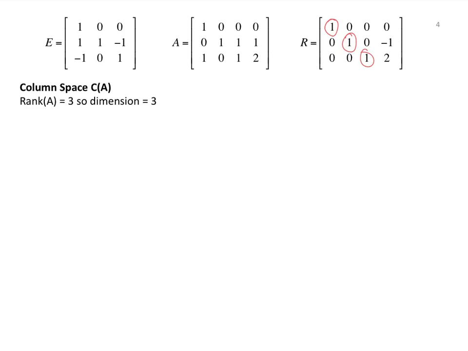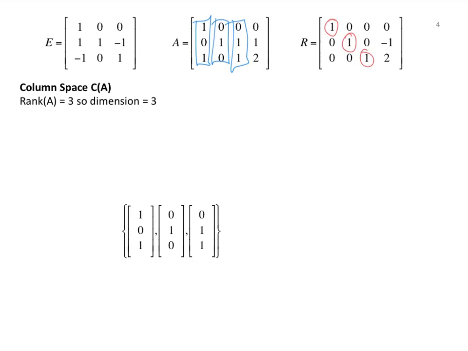Those 3 pivots are the first 3 rows, and so we would come back here and select the first 3 rows of A to form our basis. Okay, so that's reasonably straightforward, and that would give us a basis for our column space.